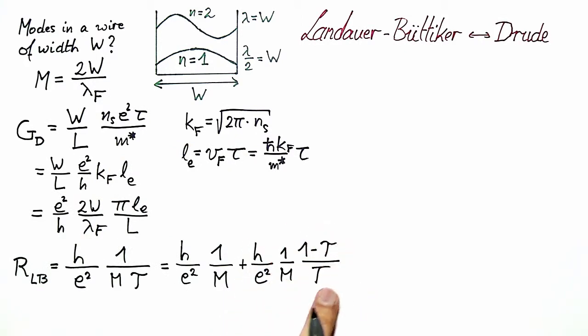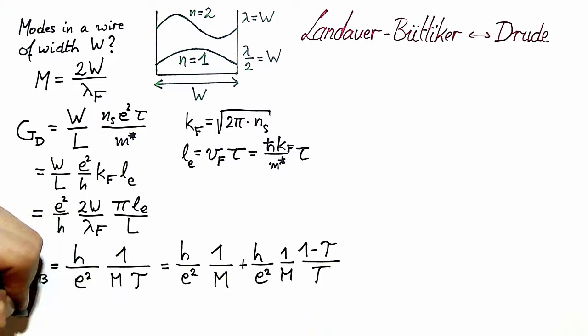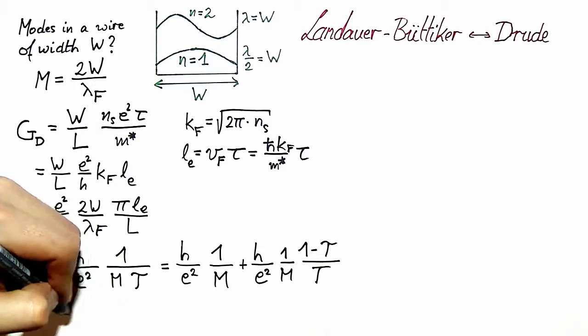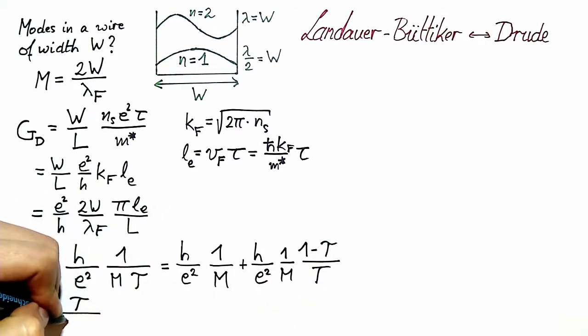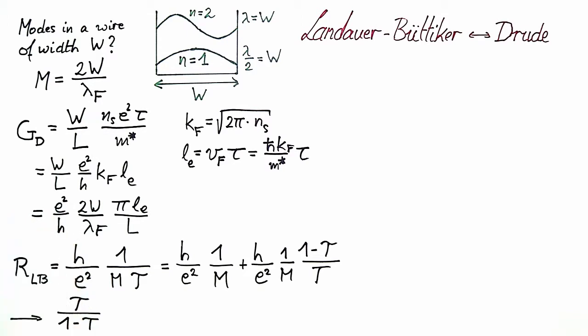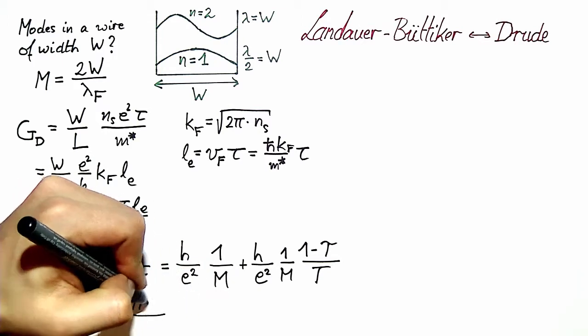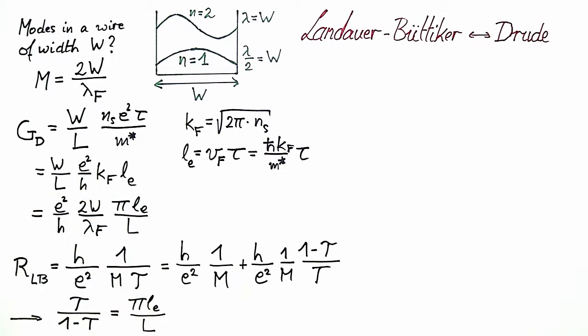And this expression here is the pure resistance of the wire, the quantity which is described within Drude's theory, which has no concept of contacts. So the right identification that we have to do is that this expression, transmission over 1 minus transmission, corresponds to this expression, pi times elastic mean free path over length.